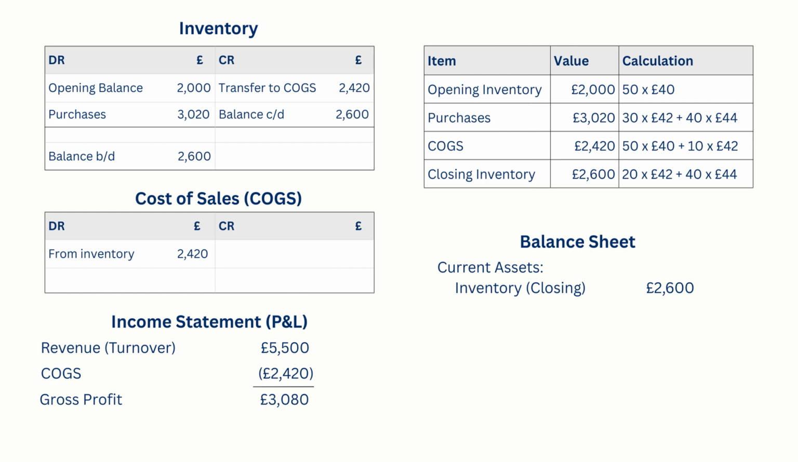Finally, the balance sheet shows the closing inventory of £2,600 within current assets. This represents the value of the goods the business still holds at the end of the period, valued using FIFO and the lower of cost and NRV rule. FIFO affects both major financial statements. It determines the cost of sales in the P&L, and it determines the value of inventory in the balance sheet. The T accounts help demonstrate the movement of inventory through the accounting system and show how opening inventory, purchases, COGS, and closing inventory all link together.